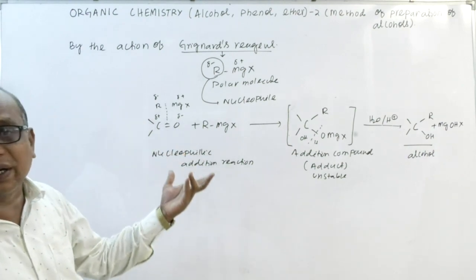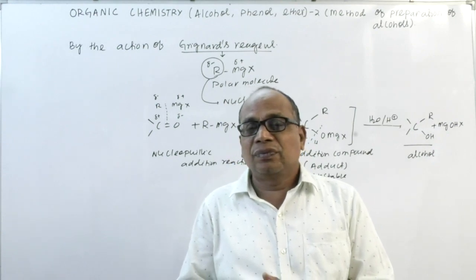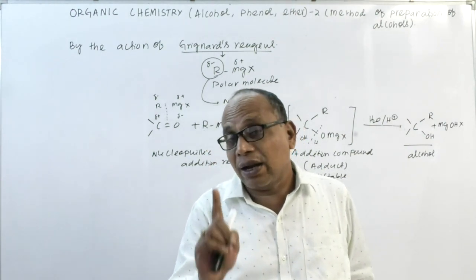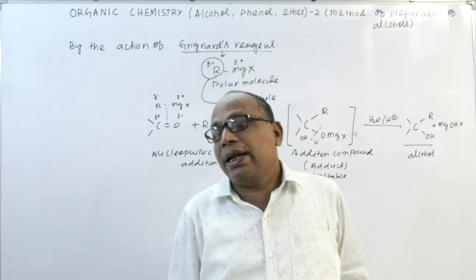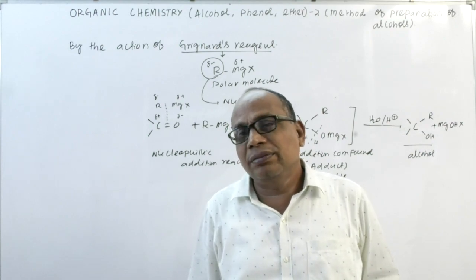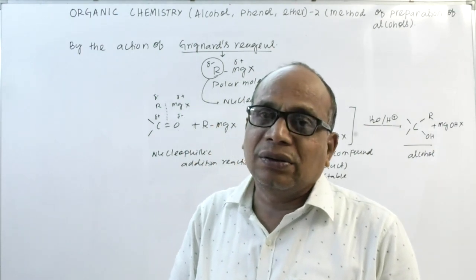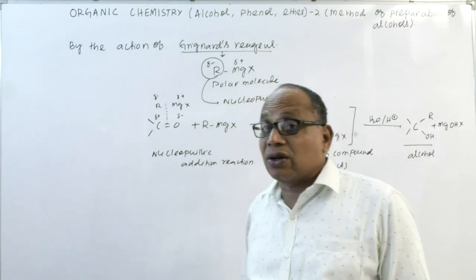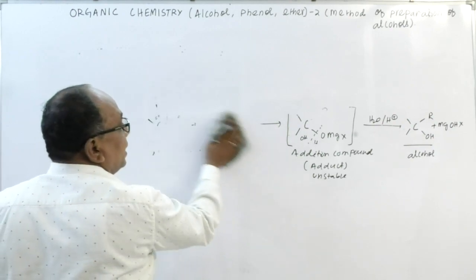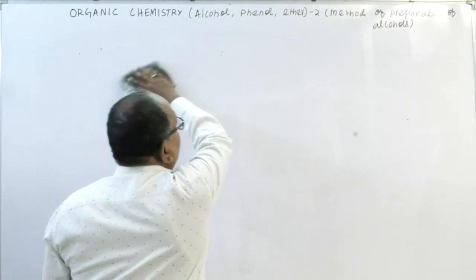If both are R, that is a ketone. That means the Grignard reagent reacting with formaldehyde, upon acidic hydrolysis, gives you a primary alcohol, other than methyl alcohol or methanol. The Grignard reagent reacting with an aldehyde other than formaldehyde gives you a secondary alcohol. The Grignard reagent reacting with a ketone gives a tertiary alcohol. So we can prepare primary, secondary, tertiary alcohol using Grignard reagent and aldehydes and ketones. So there are three types: formaldehyde is one kind, aldehyde is another kind and ketone is another kind.